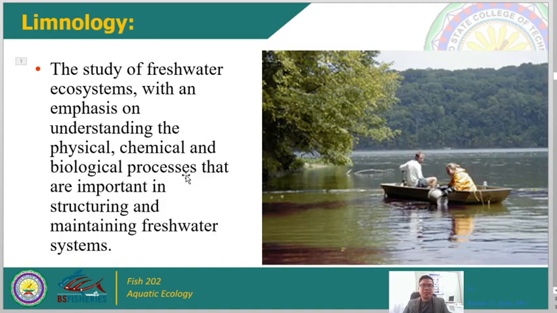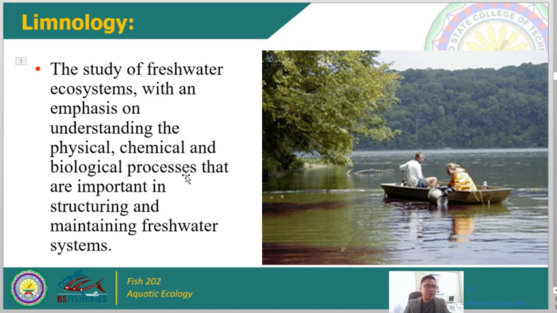Now, since we're dealing with freshwater, we will be focusing more on limnology. Now, what is limnology? Limnology basically means that you're studying freshwater ecosystems, no? With an emphasis on understanding the physical, chemical, and biological processes that are basically important in structuring and maintaining the freshwater systems.